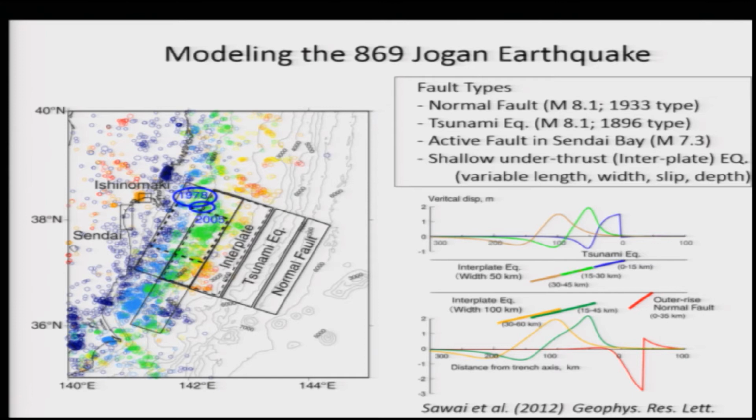They also compared that with different locations of earthquakes. Suppose the earthquake occurs in the deeper part along the plate boundary, at around 30 to 45 kilometers, then what will be the scenario of land level change here? This portion will be uplifted, this will subside. If it is occurring at a depth of 15 to 30 kilometers, this will be the scenario, and if it is occurring in the updip portion, ranging from 0 to 15 kilometers, then this will be the uplift and subsidence.